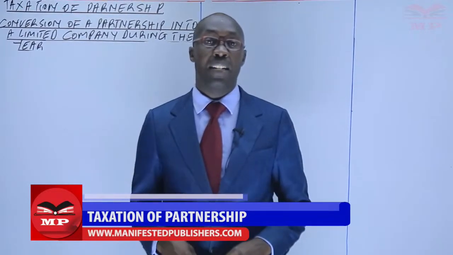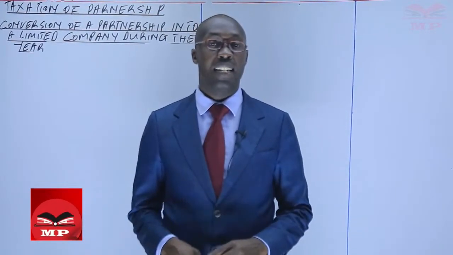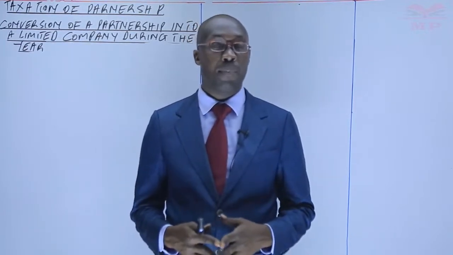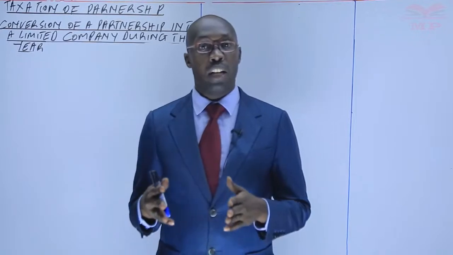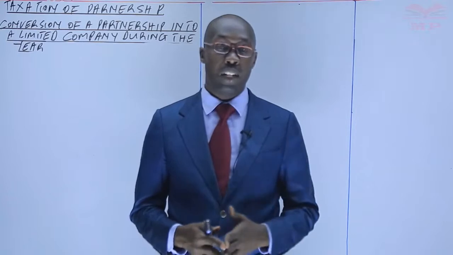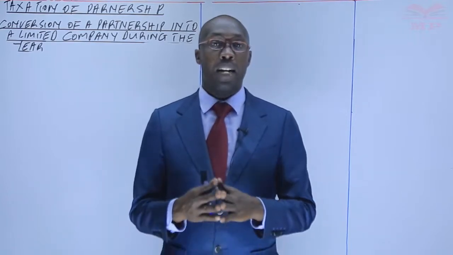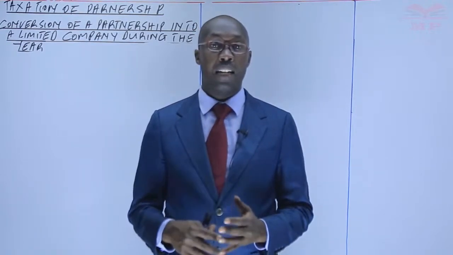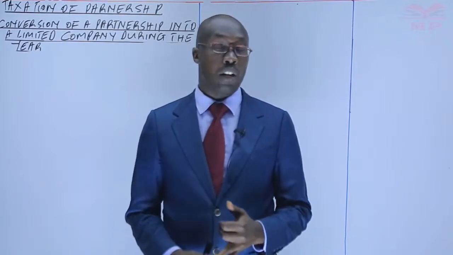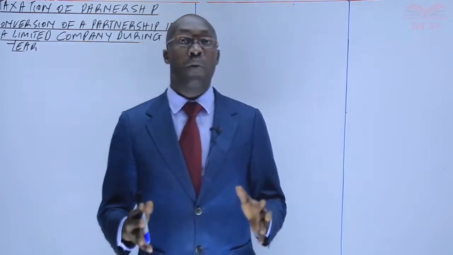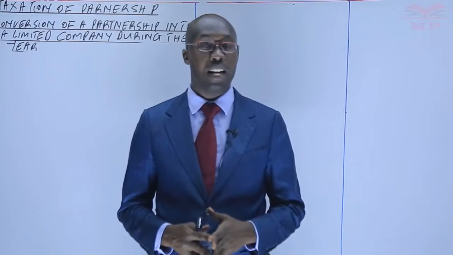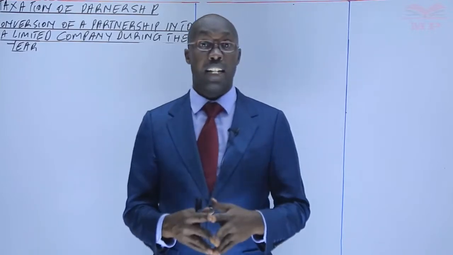And so far, we have been able to look at the partnership, which we said consists of two areas: the admission and retirement of a partner during the year, and also the conversion of a partnership into a limited company. Once we are done with that, then we go to the taxation of the limited company. Now, we have been able to look at the questions about the admission and retirement of a partner during the year, and also the conversion. But in the conversion, we were able to only look at one side of determining the taxable income. That is when you are required to use the net profit method.